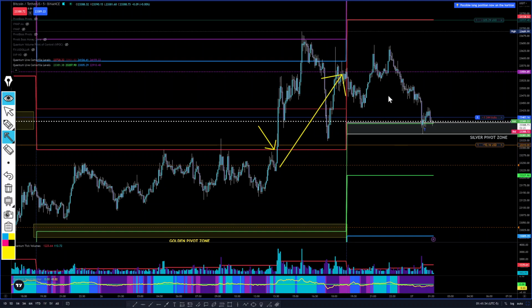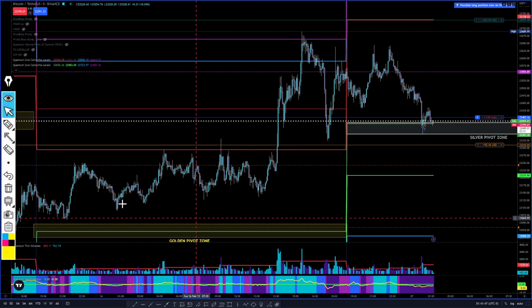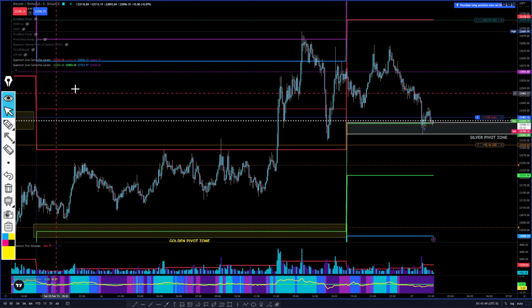So now we're retesting this level here on Camarilla S3, which is now in a higher value relationship, and that's supposed to be support. So that's my strategy, where I'm following the thesis of the Camarilla pivots, the money zone pivots, and they're all lining up, right?